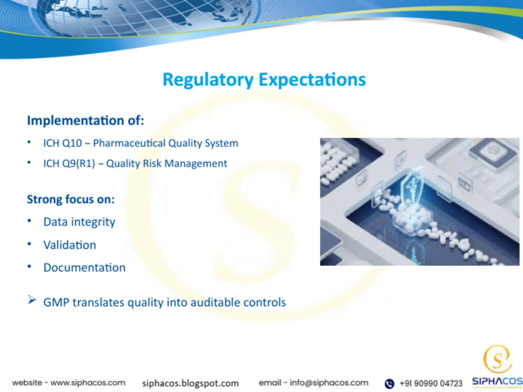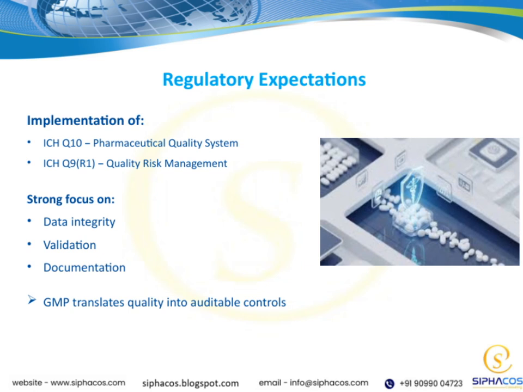A strong focus within these regulations is on data integrity. Ensuring our data is accurate, complete, and reliable is fundamental because it underpins all our quality decisions. Validation is another critical area, making sure that our processes and systems consistently produce the desired outcomes. Validated processes are the backbone of quality assurance. Documentation, of course, is essential. Proper, thorough documentation not only provides traceability, but also supports compliance and continuous improvement.